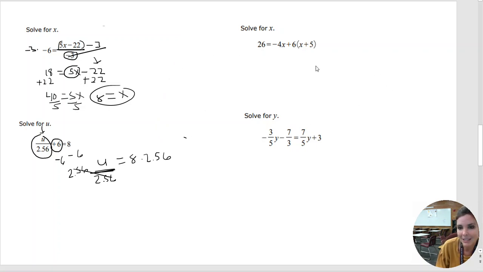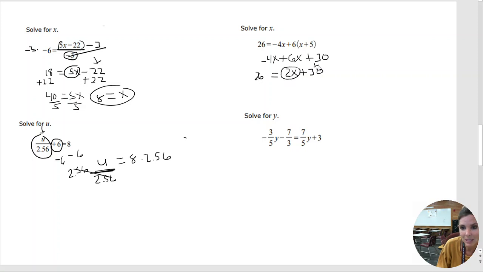Okay, on the next one, if you ever have anything that needs to simplify, remember you always do that first. So we would first do 6x plus 30 because we need to distribute first. And then we're going to combine the like terms. So that's going to be a 2x plus 30. And then equals 26. And then from there, here's my variable.